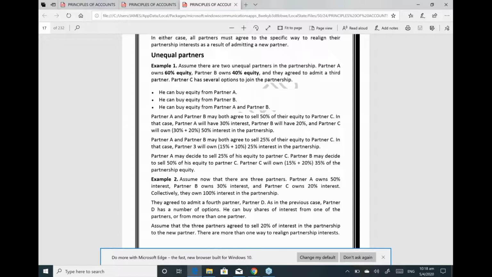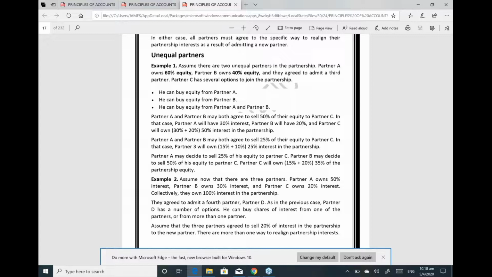Then partner A and partner B may both agree to sell 25% of the equity to partner C. In that case, partner C will own 15% plus 10%, that's 25% in the partnership. Or partner A may decide to sell 25% of its equity to partner C, and partner B may decide to sell 50% of its equity to partner C. Partner C will then own 15% plus 20%, that's 35% of the partnership's equity.